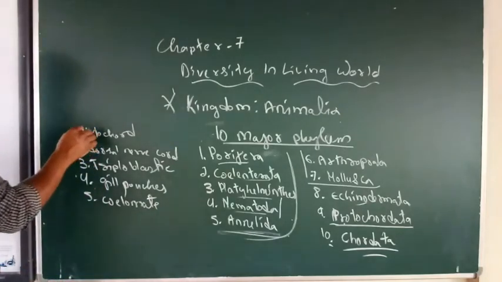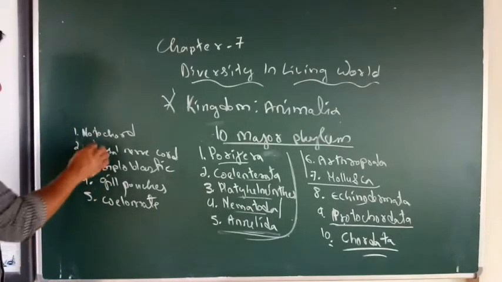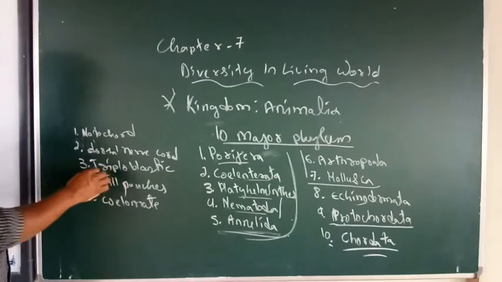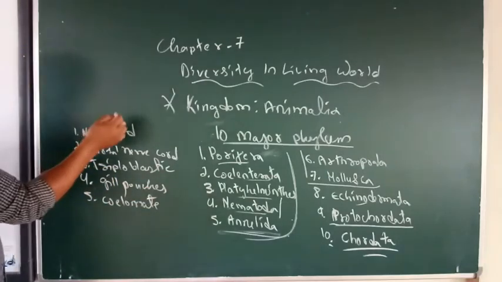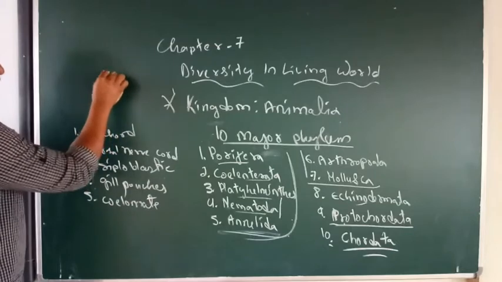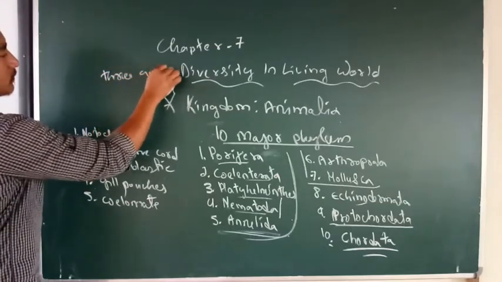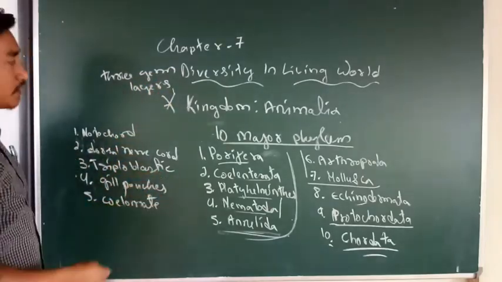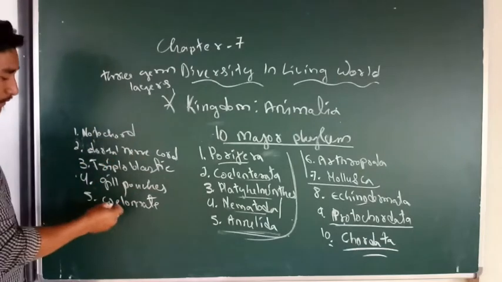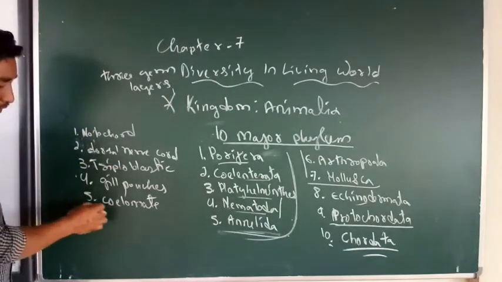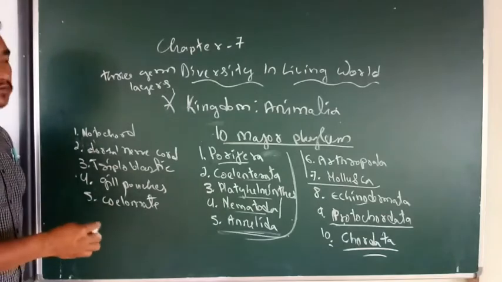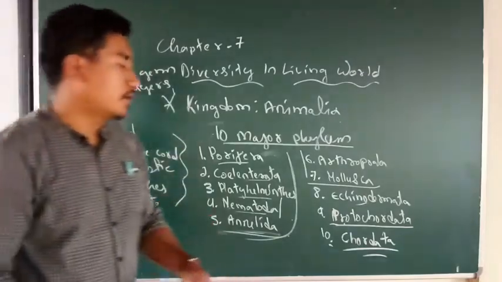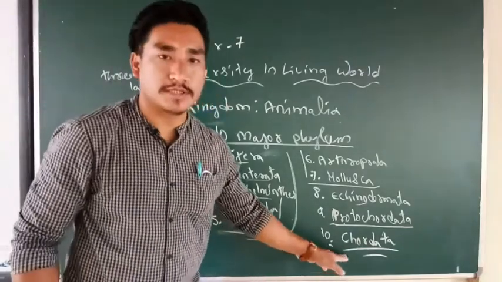Notochord, as we discussed, is a rod-like structure which is found on the dorsal side. Then the dorsal nerve cord. Then triploblastic. That means these organisms develop from the three germ layers: ectoderm, mesoderm, and endoderm. Then presence of gill pouches. Then lastly, they are coelomate. That means they have a true body cavity. So these are the characteristic features of the animals which are found in phylum Chordata.